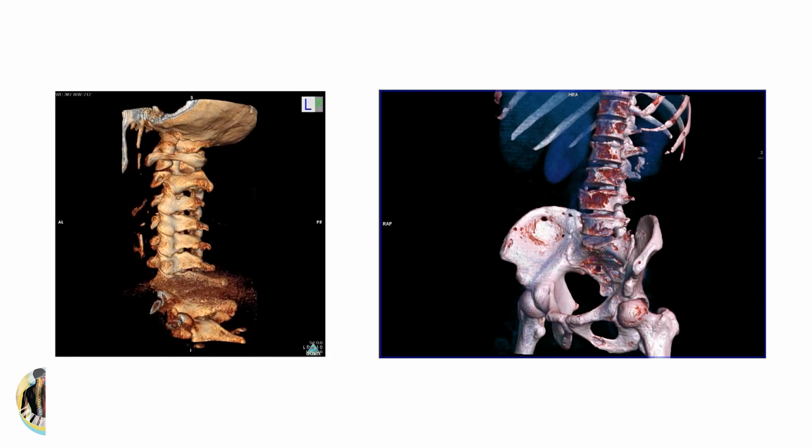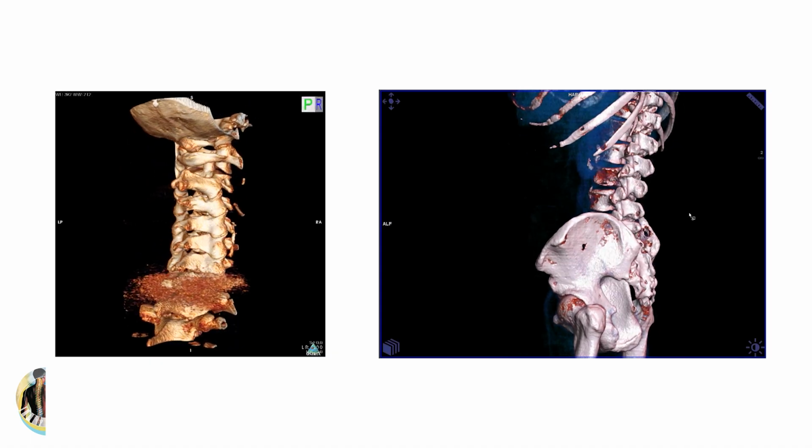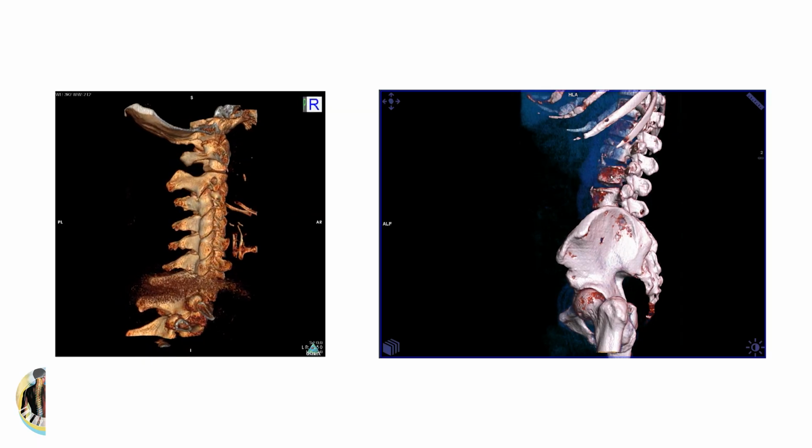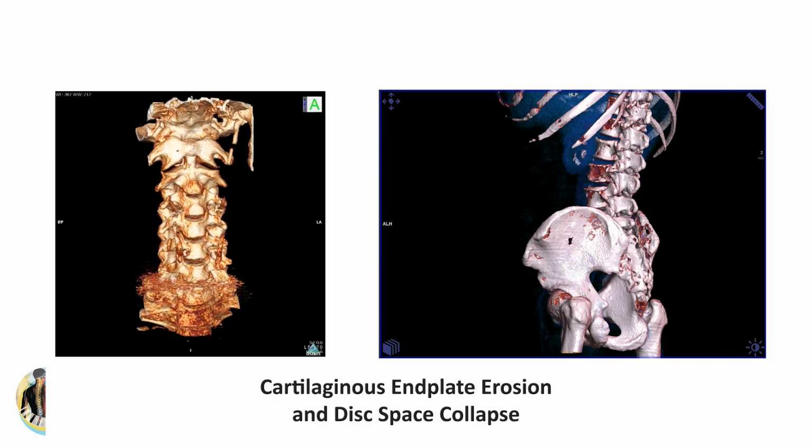Degenerative disc disease primarily concerns a spinal disc, but will most likely impact other parts of the spine as well. The two findings most correlated with a painful disc are cartilaginous endplate erosion and disc space collapse.